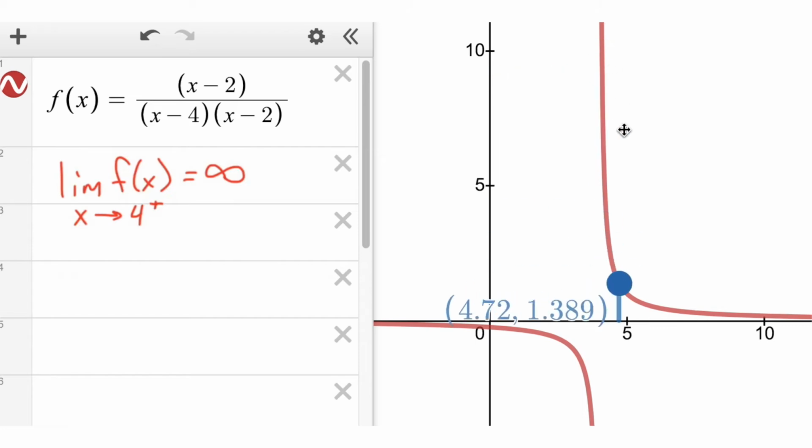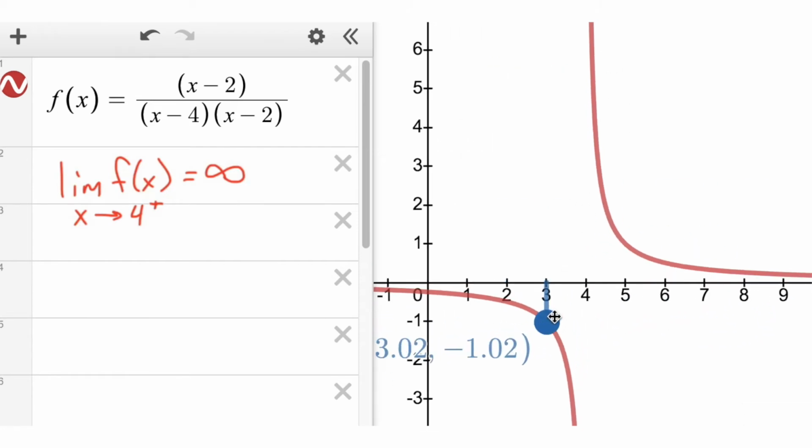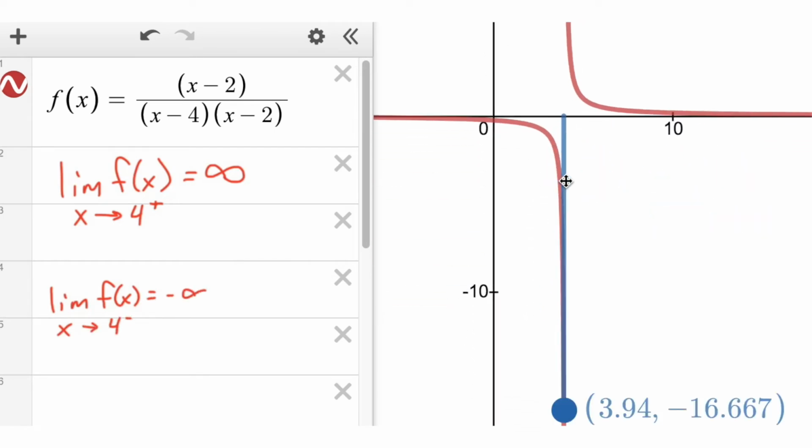On the left side, it's different though. If I approach x equals 4, the same value, but from the left side, then the point's actually going down towards negative infinity. So we would say the limit of f of x as x approaches 4 from the left is negative infinity.